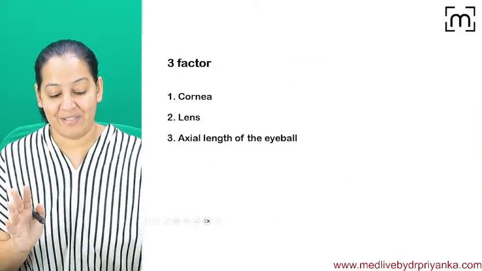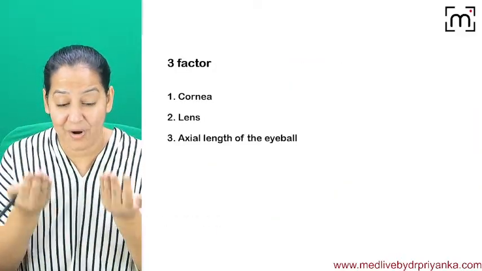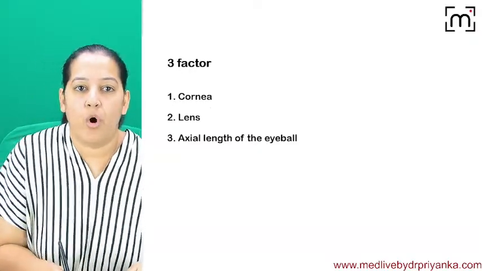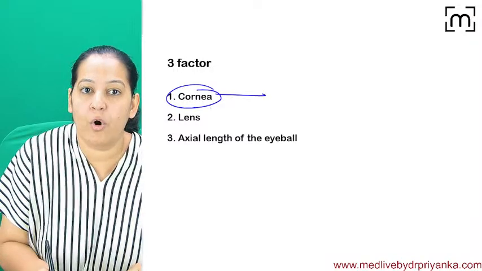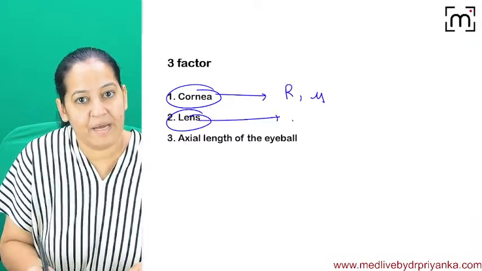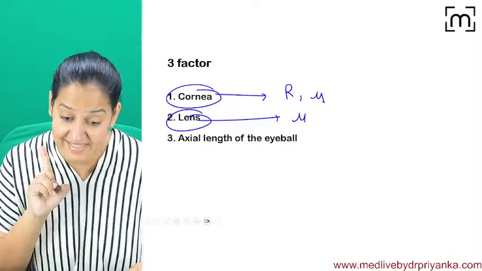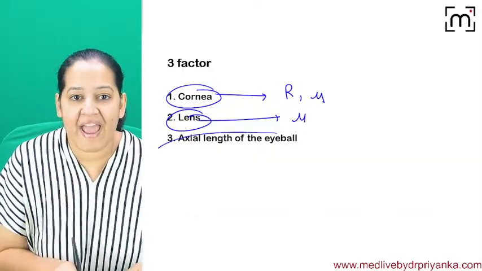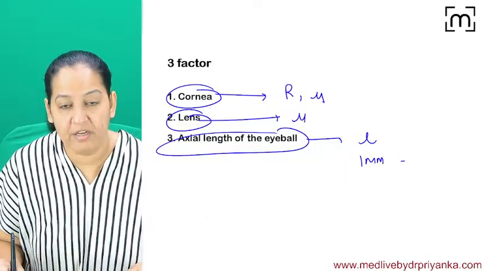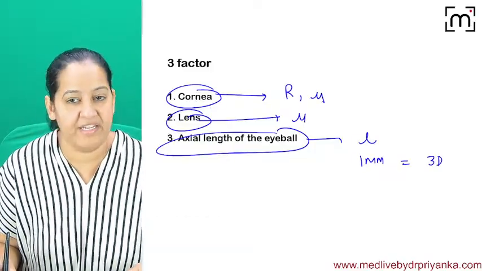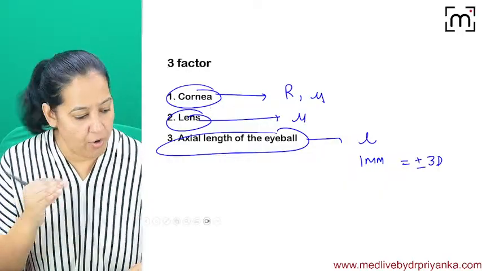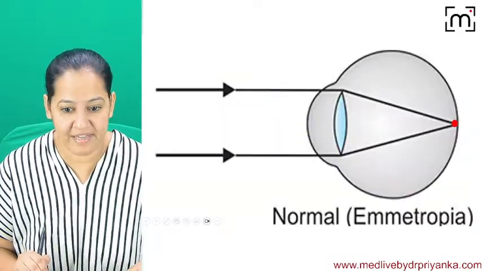So these are the 3 factors. Now who will tell me the summary of the 3 factors of the refractive power of the normal eye? The cornea plays a very important role: the radius of curvature of the cornea and mu of the cornea. Then the mu of the lens. The maximum mu is at the center of the lens, and that's 1.4. And the axial length of the eyeball. 1 mm change in the axial length will change the power by 3 diopter. It can increase or decrease. The power can be plus or minus. It can be myopia or hypermetropia. Everyone got it?